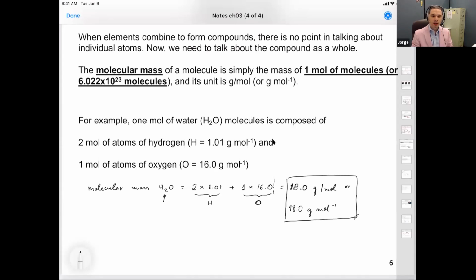Okay, so the calculation of the molecular mass is pretty simple. Just add up everything that is part of the molecule or the compound, okay? Don't forget to factor the number of atoms that you have in the formula, and then just add up everything. And again, looking at the formula of the compound, you must be able to know how many atoms are there in the compound.